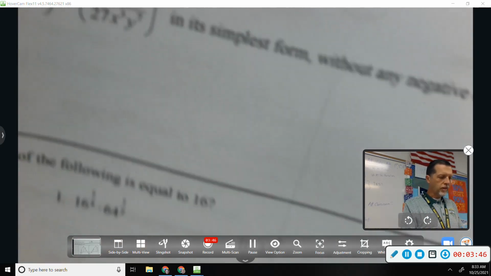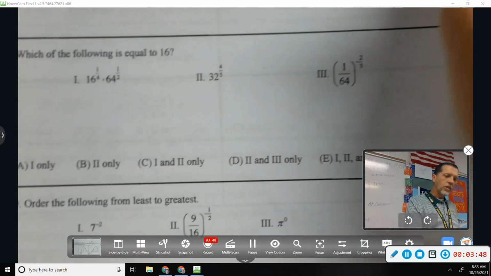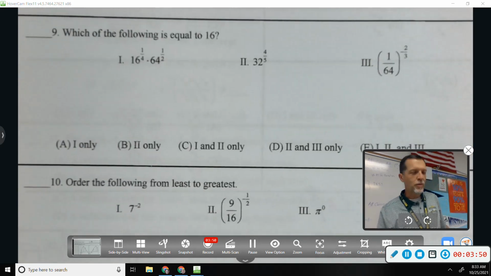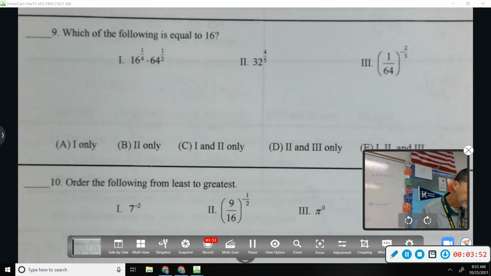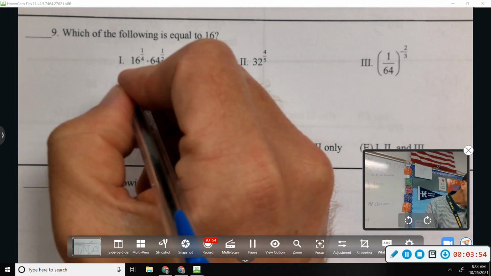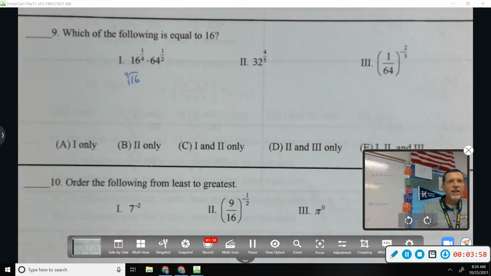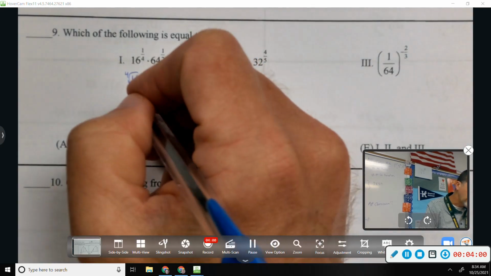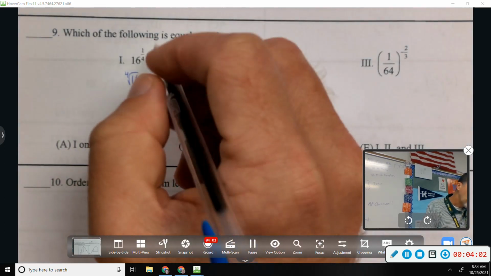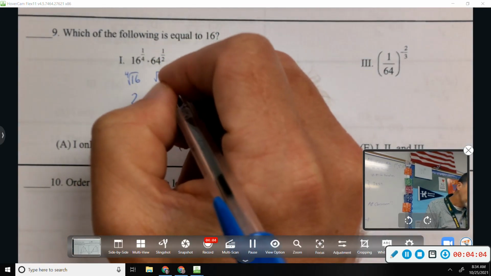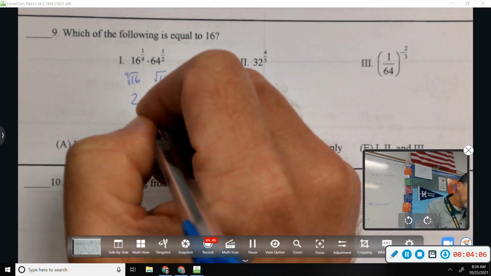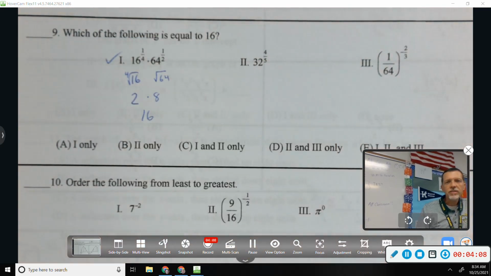Which of the following is equal to 16? Oh yes, the old questions where it's one question, but really it's 3 questions. The 4th root of 16. We just did that, right? Because 2 to the 4th is 16, so that's 2. Square root of 64 is 8. So, yep, that one's equal to 16.